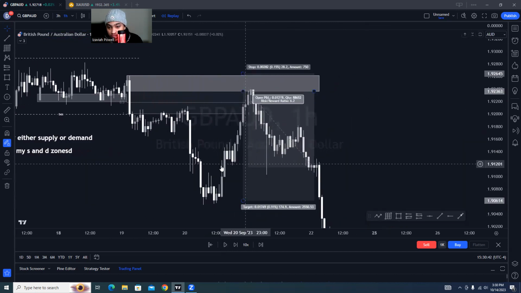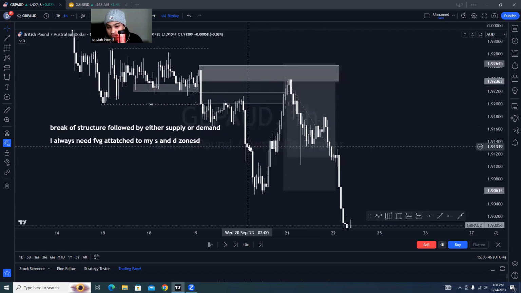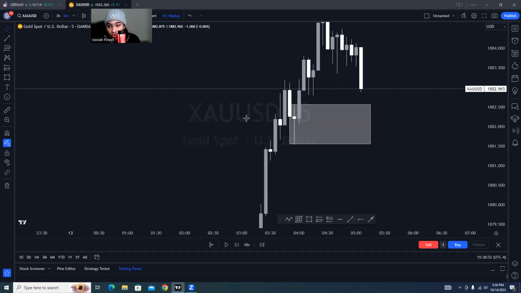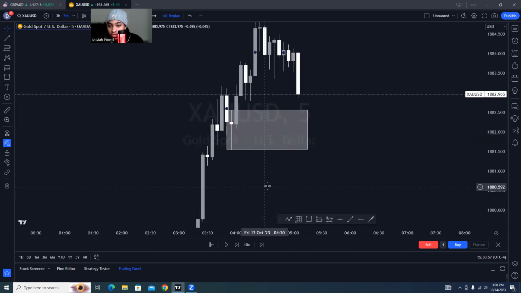And okay, you can see easily that TP was demolished just off this supply and demand strategy. All right. So that was the first example. Second example is going to be on gold. All right. This is a 5-minute setup that I actually took.